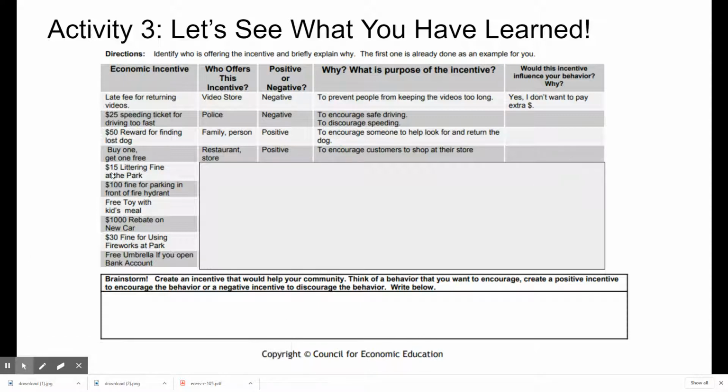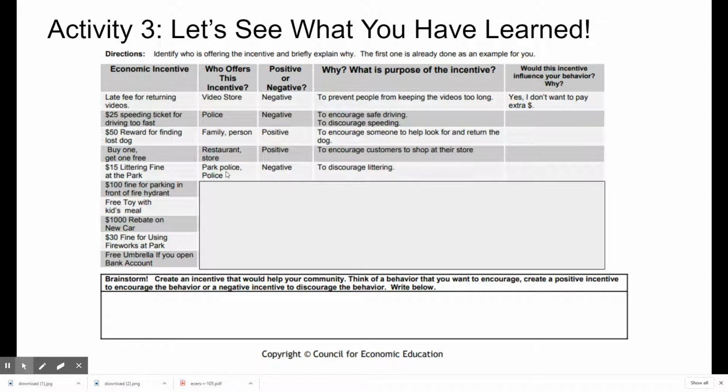A $15 littering fine at the park. Who is going to charge you a littering fine? Is it positive or negative? Why are you going to get charged a littering fine? What's the purpose? And would this influence your behavior?